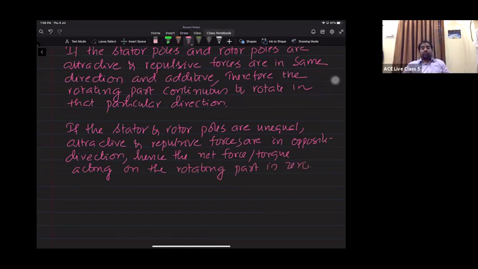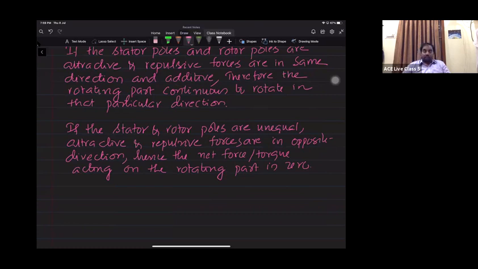Zero. So that is the reason when you are designing these DC motors, induction motors and synchronous motors, you have to see that the stator and the rotor poles should be the same. Otherwise, there is no concept of motor. Then you may have a doubt.